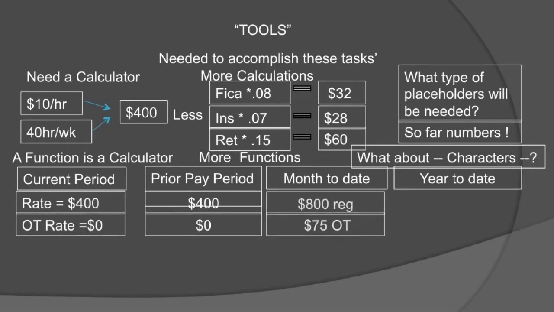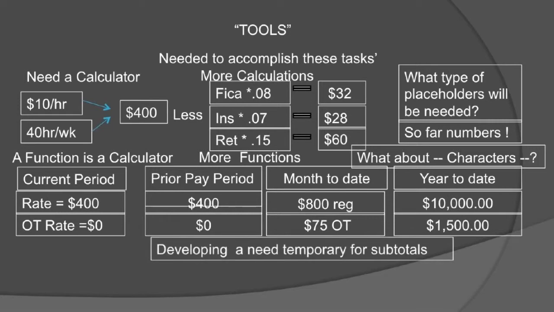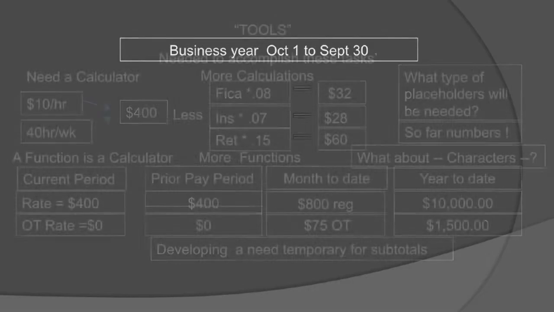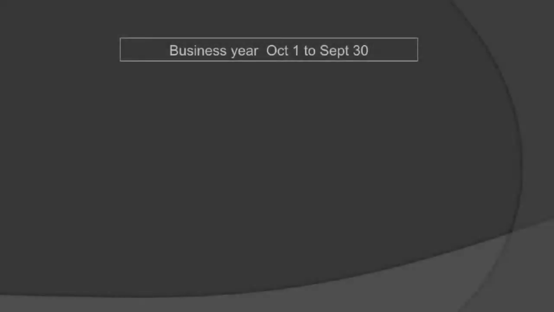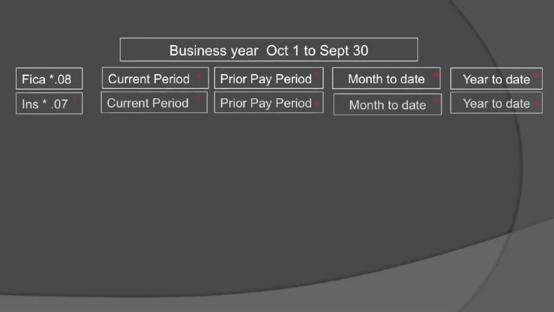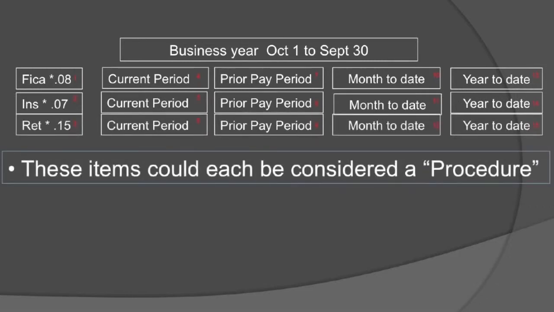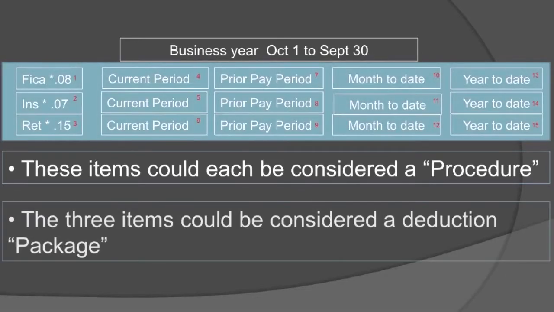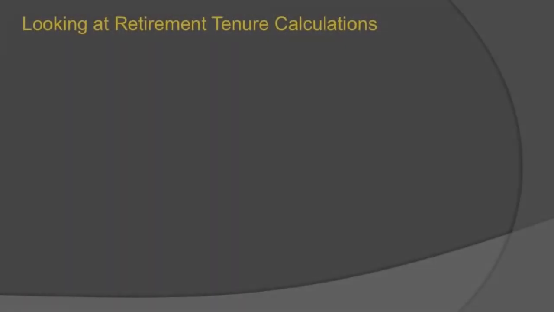And as we progress and we progress and we progress, you'll see that now you have subtotals that you have to capture. So now we have the business year. Now, this is where it gets interesting. If you look at the business year, you have FICA, insurance, and retirement. All these items could be considered a procedure. Now, the whole thing could be considered a package. So this is where we start learning all the items we will have to be playing with.